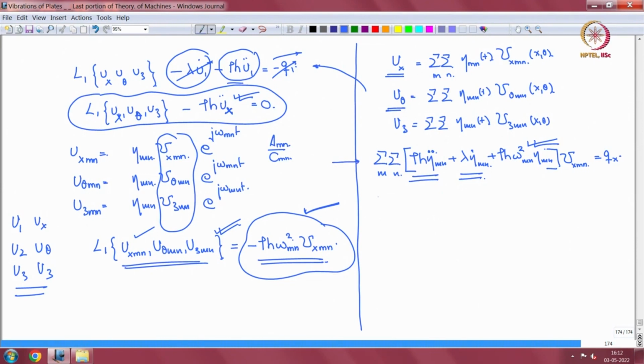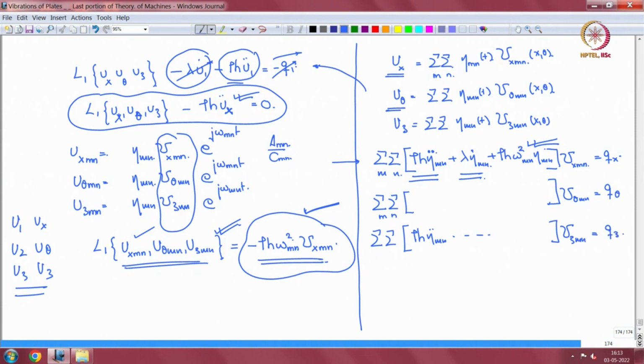Okay. Similarly, the second equation will take the same form here. Okay. Here it will take U theta mn is equal to Q theta. The third equation will take rho h eta mn double dot etc., the same, but U3 mn equal to Q3.